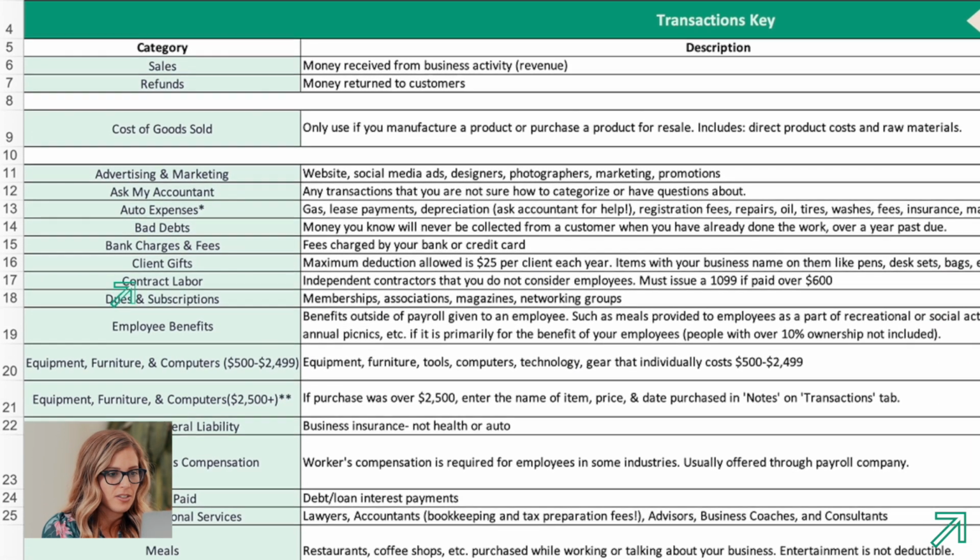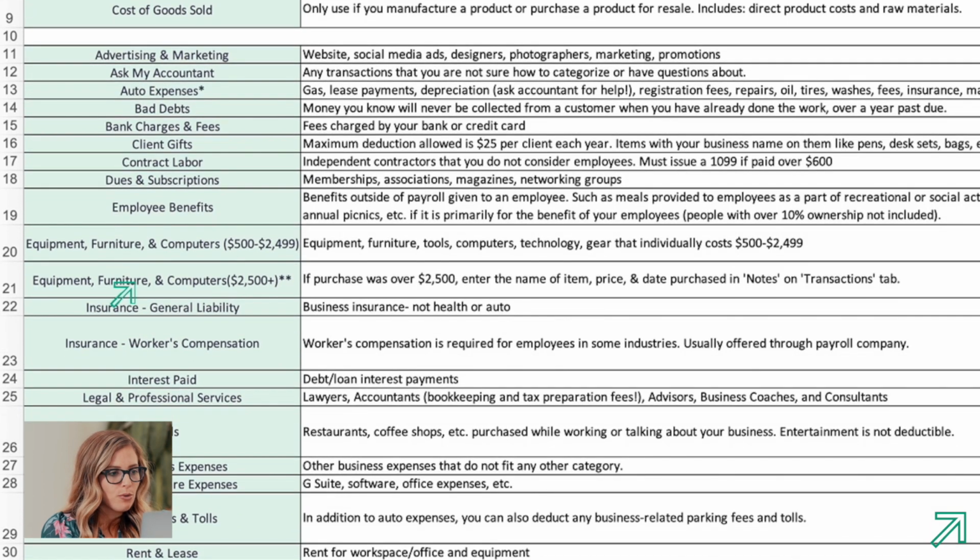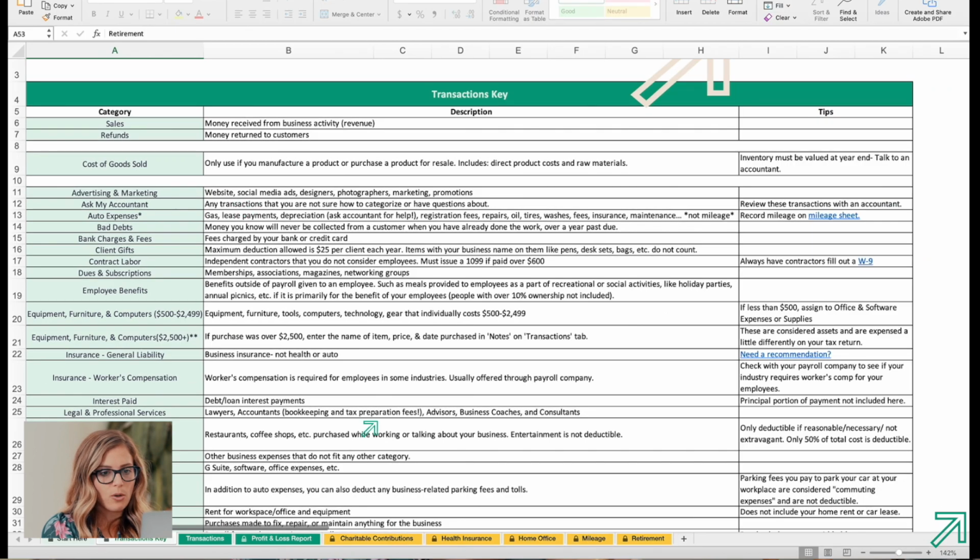So let's look at this transactions key. We're not going to go through every single transaction here, but important things to know are that the order of this transaction key is in the exact order of a profit and loss report and in the order of how these questions would come up on a tax return. So it's very intentional the way we've ordered this here. And we've got the common categories, we've got descriptions for each of these categories, and we even have some tips here and some links to other helpful places.